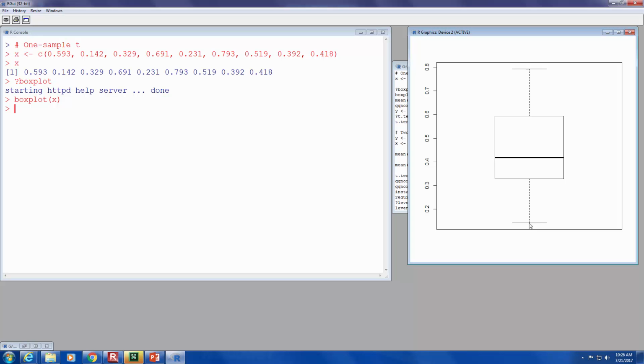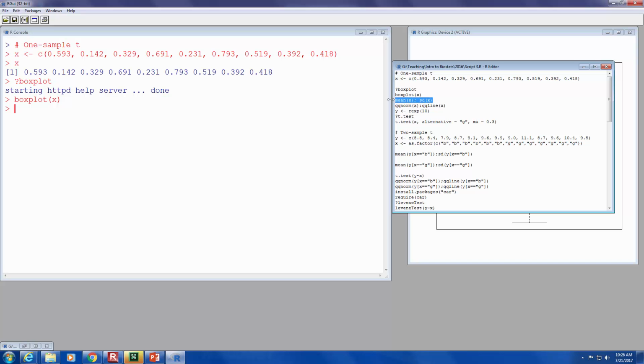It's always important to double check, because different software creates box plots a little bit differently. Now I want to compute some summary statistics, which is also very easy. I just want the mean. I said, give me the mean of X. Give me the standard deviation of X. So the mean is 0.456, which is actually above 0.3. But I wonder if this is far enough above 0.3 to be strong enough for us to reject the null. The standard deviation is 0.2128.